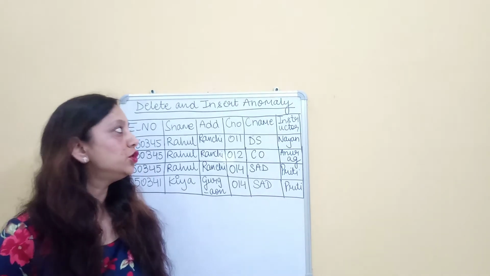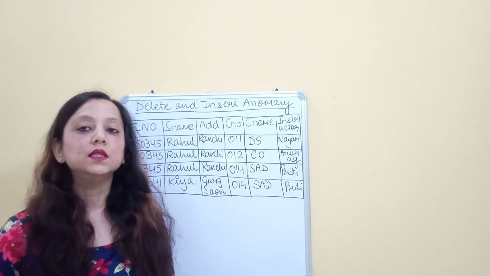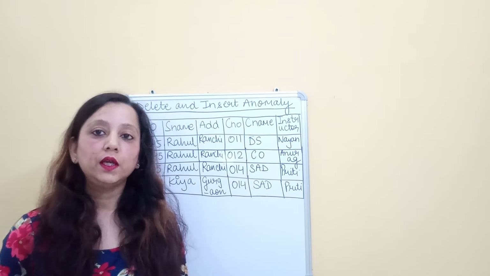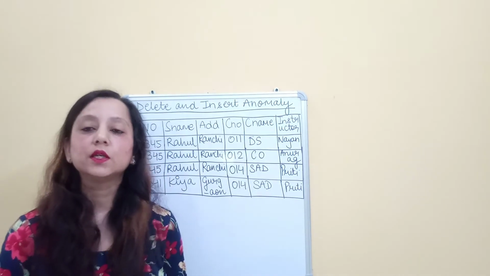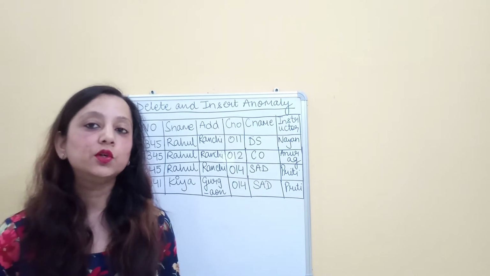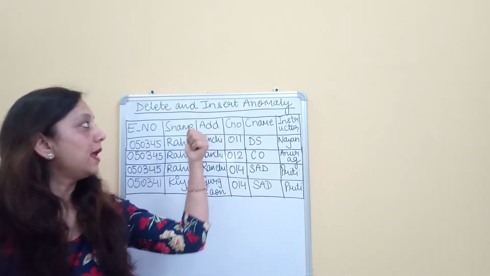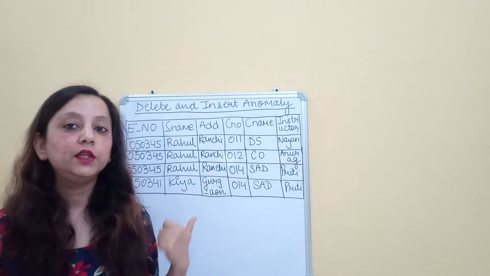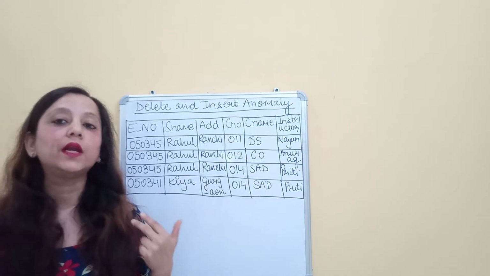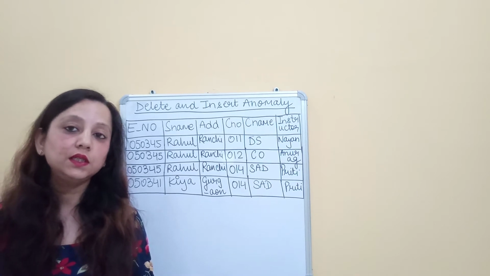Discuss the other two anomalies related to data redundancy. That is the insert anomaly and the delete anomaly. Now we've already discussed the update anomaly and the link for that video I will upload in the description. So next, after the update anomaly, the two more anomalies that are encountered in case of data redundancy are the insert anomaly and the delete anomaly.